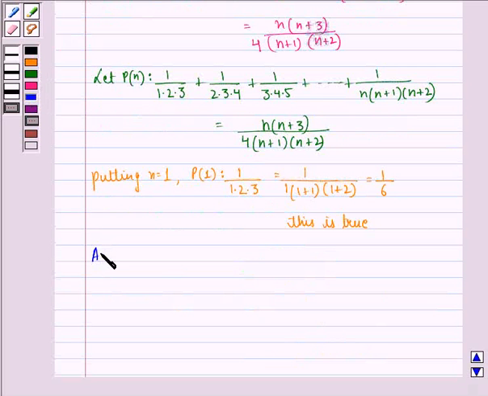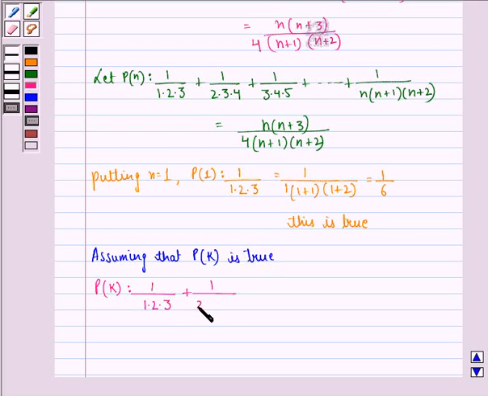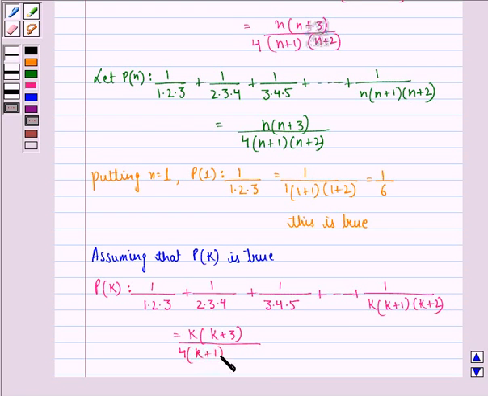Now, assuming that P at k is true, P at k becomes 1 upon 1 into 2 into 3 plus 1 upon 2 into 3 into 4 plus 1 upon 3 into 4 into 5 and so on till 1 upon k into k plus 1 into k plus 2 is equal to k into k plus 3 divided by 4 into k plus 1 into k plus 2. Let this be the equation 1.